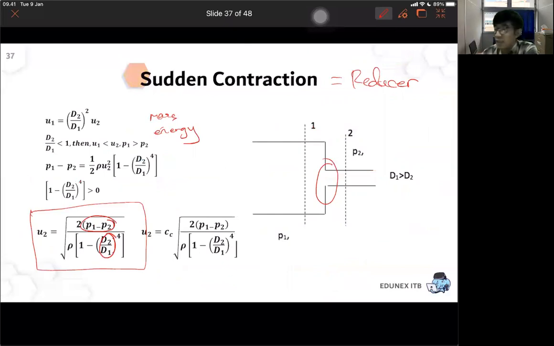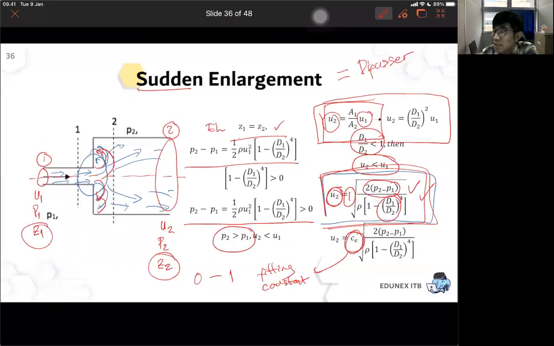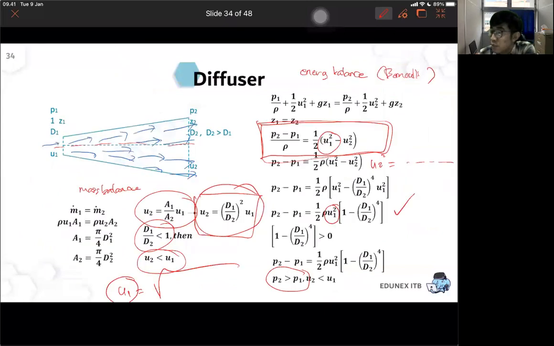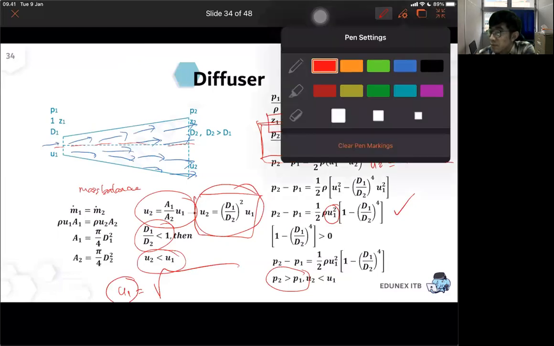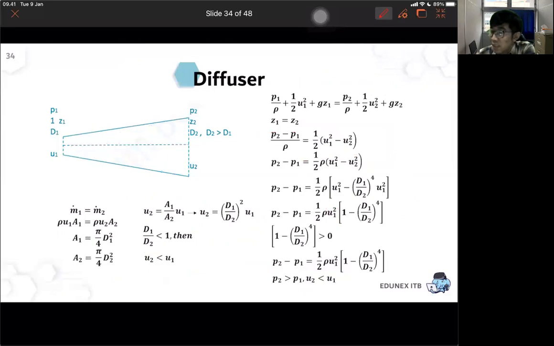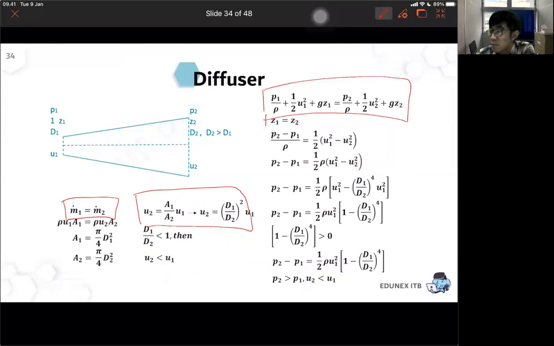But no need to memorize this one. So I ask you, please do not directly memorize the equation, but please understand that these equations come from the Bernoulli equation with the assumption of the same z. Okay, I'll clear this up. Basically you will have the mass balance equation, and then you will have this correlation, and then you have the Bernoulli equation, and then with the same z, you will have this one.